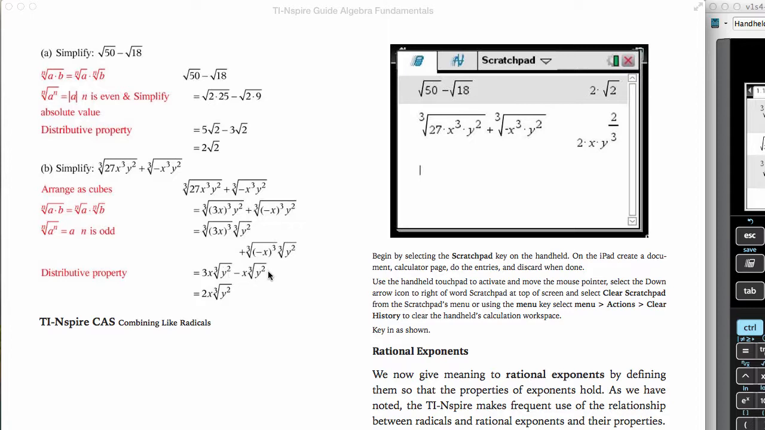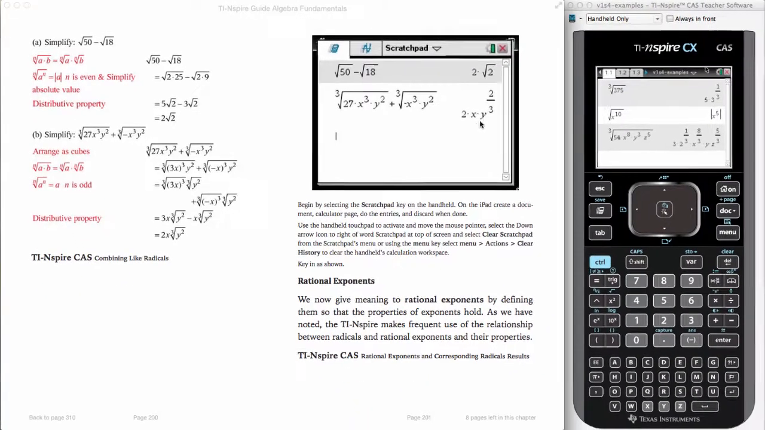Now they both have the same radical, so 3x take away x, and it turns out to be this answer here. And you can see in our CAS model, when we put these in, it's able to handle this. Again, it writes this as 2/3, so we'll have to translate this as the cube root of y squared.